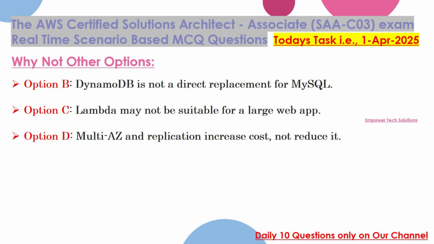Why not other options? Option B. DynamoDB is not a direct replacement for MySQL. Option C. Lambda may not be suitable for a large web app. Option D. Multi-AZ and replication increase cost, not reduce it.